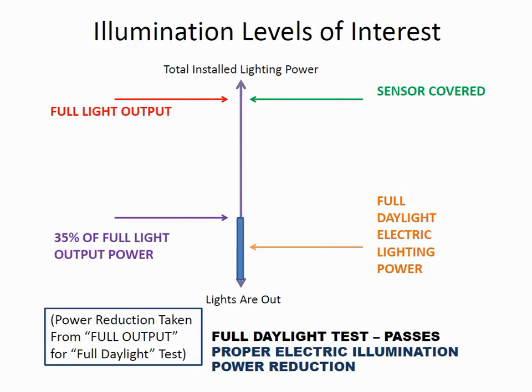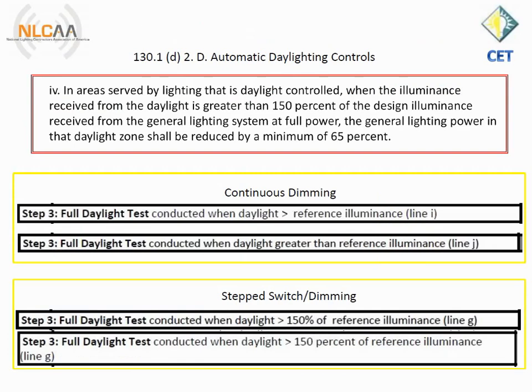If one reads 130.1D of the Building Energy Efficiency Standards, then power reduction from full lighting output to full daylight electric illumination must be at least 65%. However, the typical daylighting levels for making the full output test are shown on the acceptance testing forms. The reference appendices simply say simulate bright conditions.